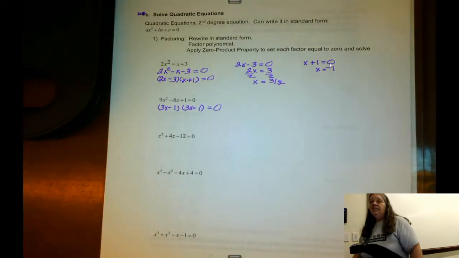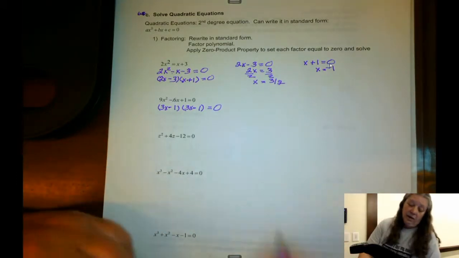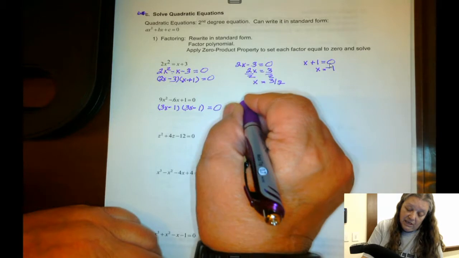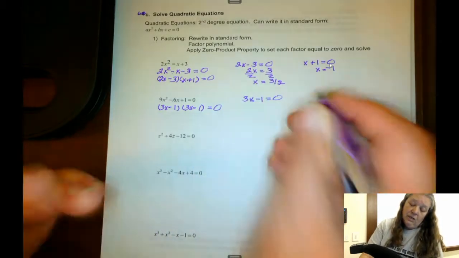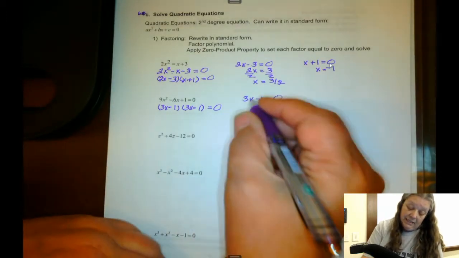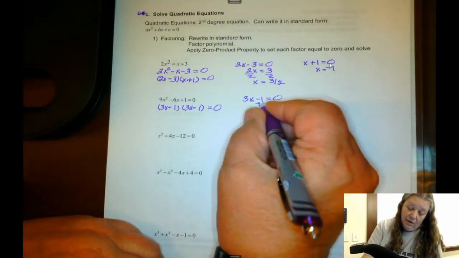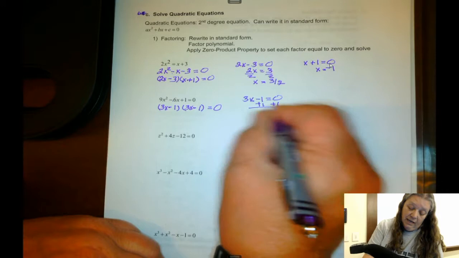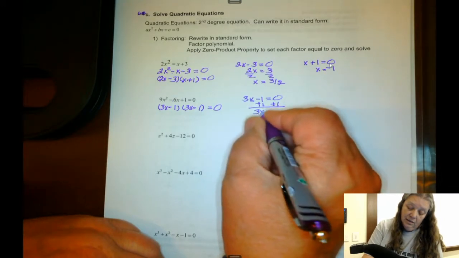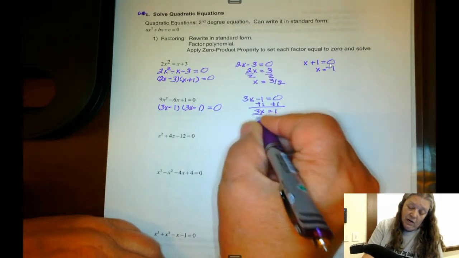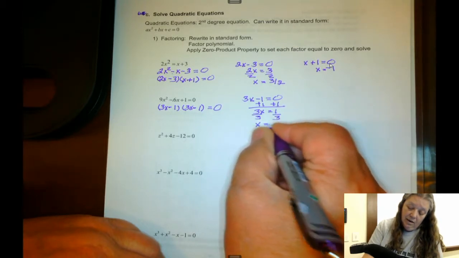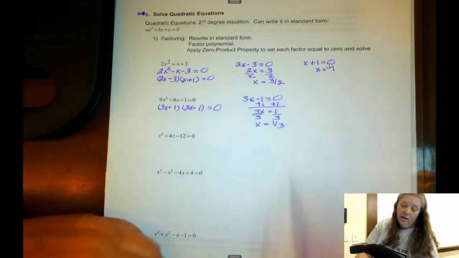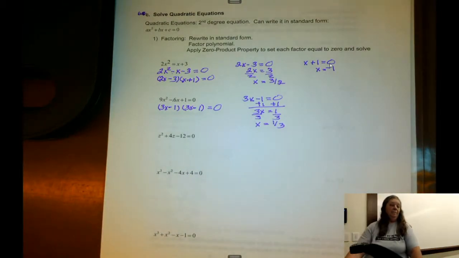Well, in this case, since both factors are the same, we really only have to set one equal to 0, unless you want practice and you want to set the second one. So add 1 to both sides. We have 3x equals 1. Divide by 3. We have x is 1/3.